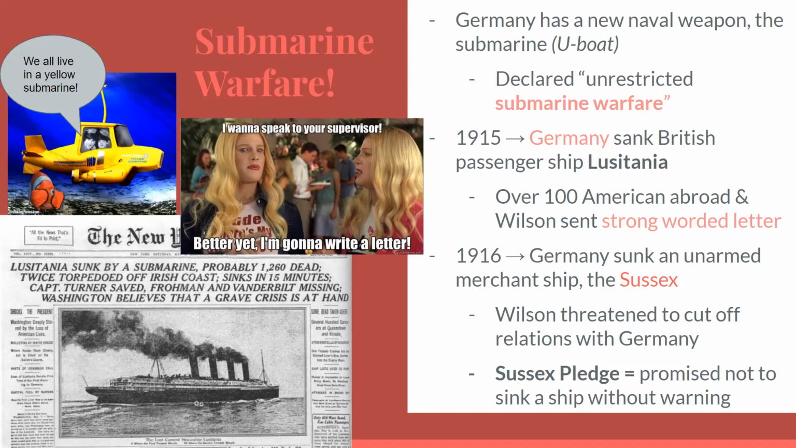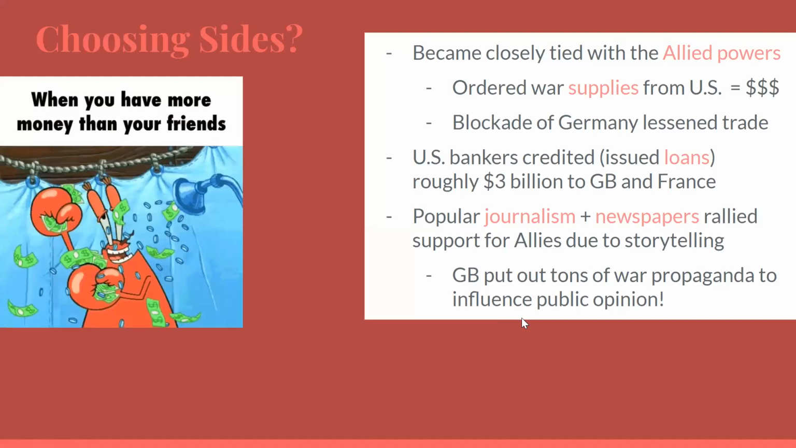But less than a year later, Germany sunk another unarmed ship. This is the Sussex, which is a ship that had both French and Americans on board. And then Wilson actually went in front of Congress to threaten to cut off diplomatic relations with Germany, which is a little bit more of a threatening response, but still, Americans are a little bit divided on it. And the only reason why we don't ultimately cut off ties with Germany is because they agreed to the Sussex Pledge, where they promised to not sink another ship without warning first, so the passengers can clear.